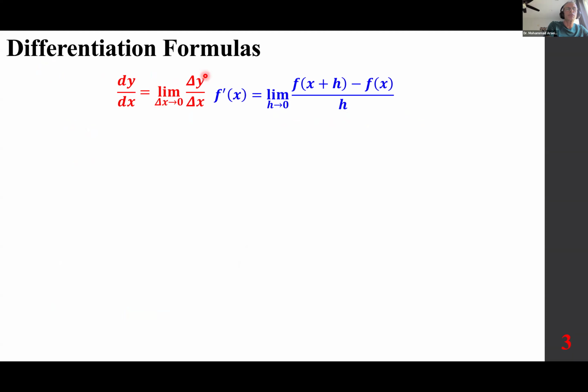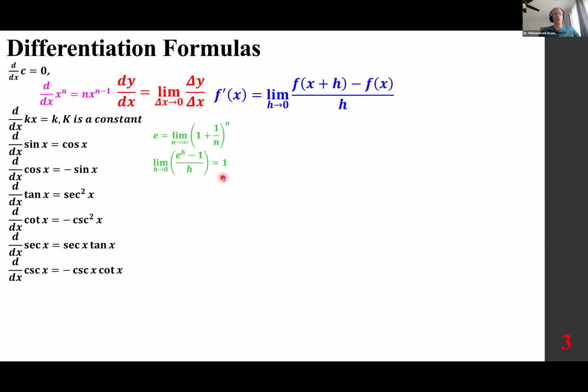dy/dx is the limit of delta y over delta x as delta x approaches 0, or f prime of x, is the limit of f of x plus h minus f of x over h as h approaches 0. We start with the definition. A couple of ways to define e: e is the limit of (1 plus 1 over n) to the power of n as n approaches infinity, or e is the number such that the limit of (e to the power of h minus 1) over h as h approaches 0 equals 1.